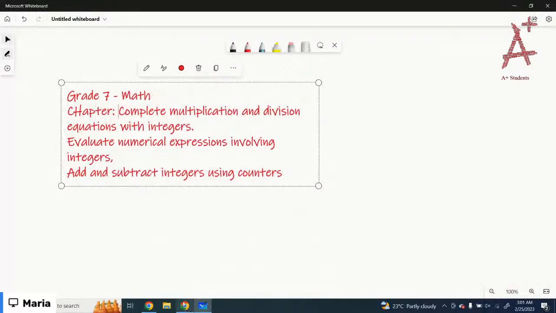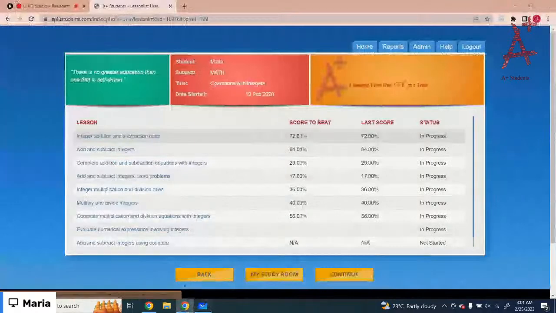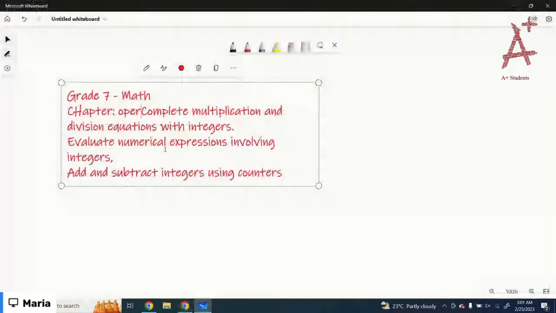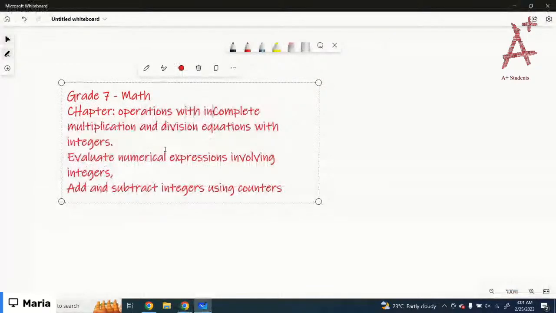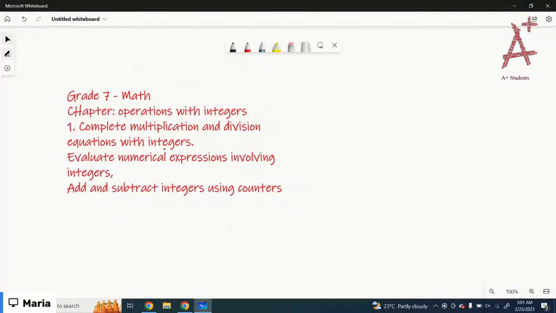You can find all the lessons on aplusstudents.com. You have to log in there using your email address, and the password is provided by the administrator.